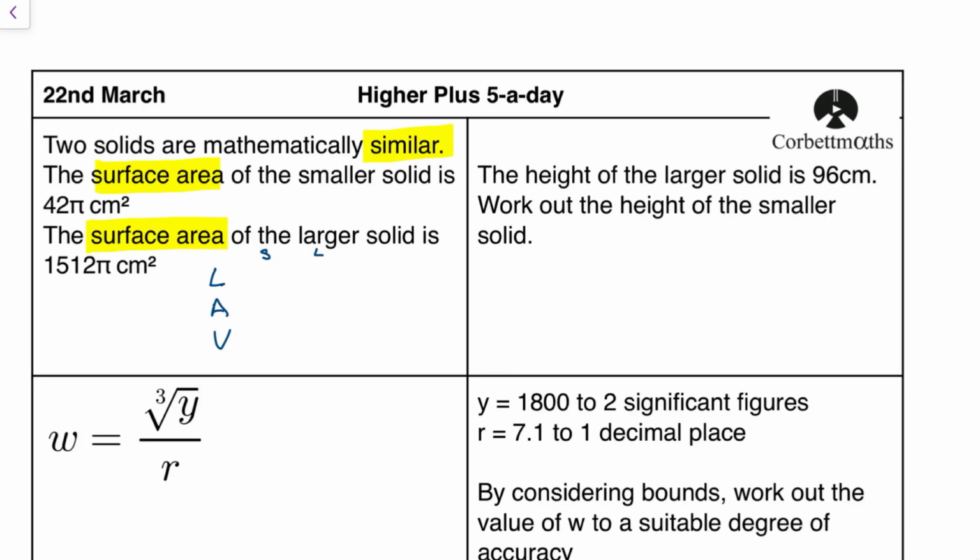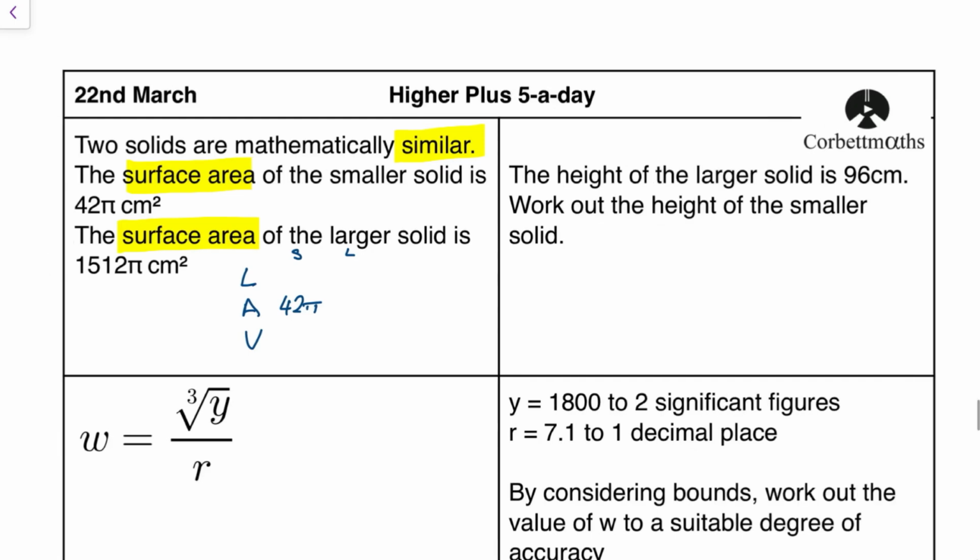Now, it will always tell me a piece of information. It tells me the surface area of the smaller one is 42 pi, and the surface area of the larger one is 1512 pi. Now, that might seem like a horrible number. If I get my calculator out, 1512 divided by 42 is equal to 36, which means my area scale factor is 36. The reason I feel better about that is because that means my length scale factor is the square root of that, which is 6, and my volume scale factor is the cube of 6, which is 216.